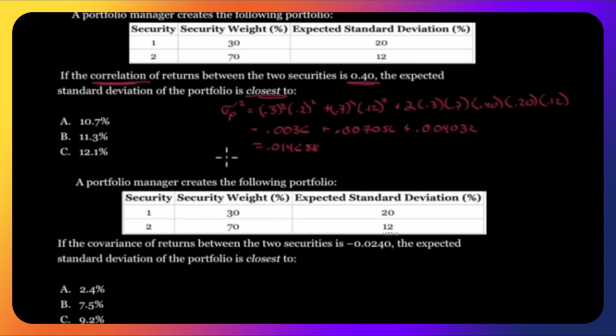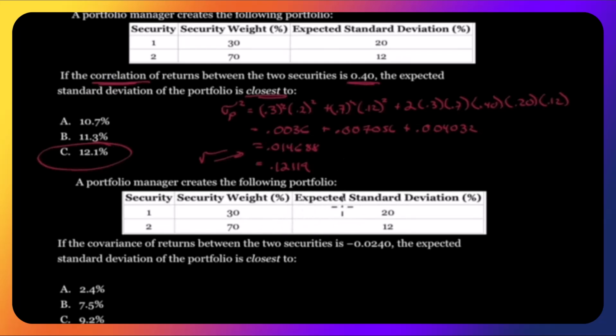We want the standard deviation, so you've got to take the square root of that, and we will get 0.12119 or 12.12%. There's a 12.1. I'll take it.